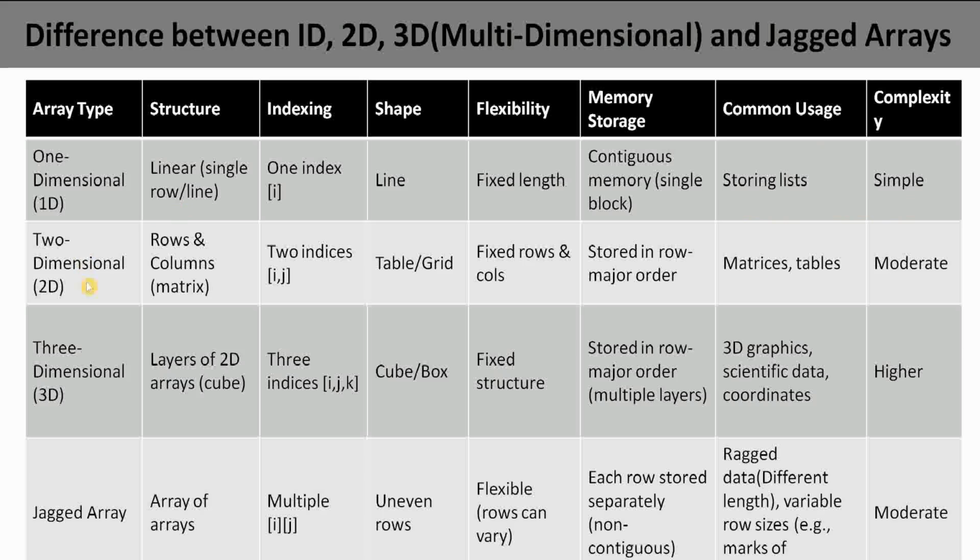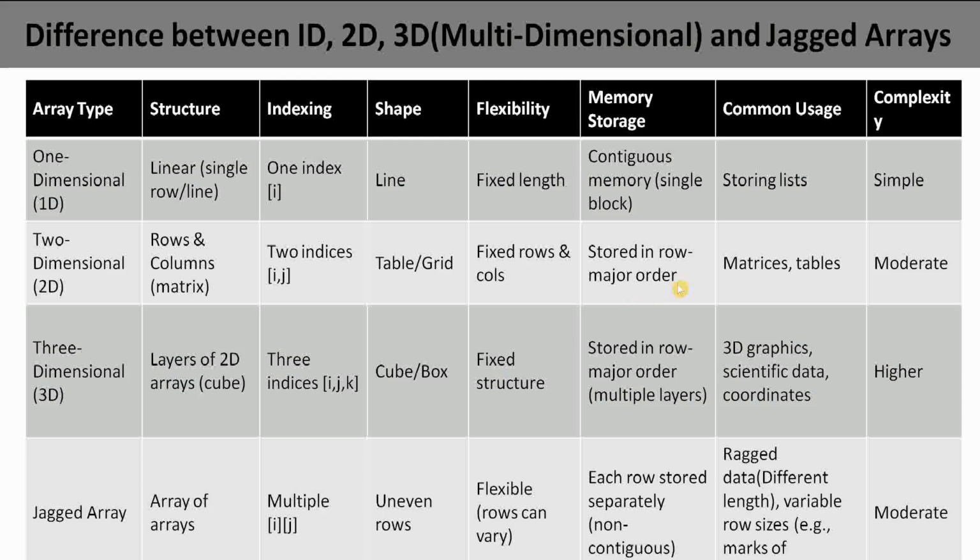Next array we have is the two-dimensional array. Here we have rows and columns in matrix form. We have two indices, i and j, meaning we can provide the row values or the column values, and it is mostly used in tables or grids. It also requires a fixed length, meaning a fixed number of rows and columns.